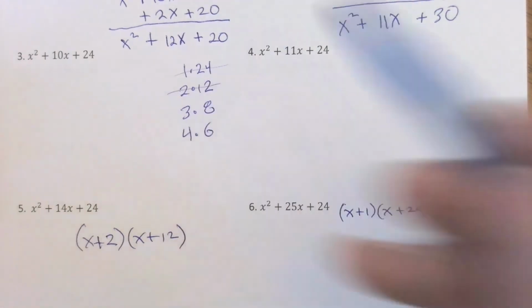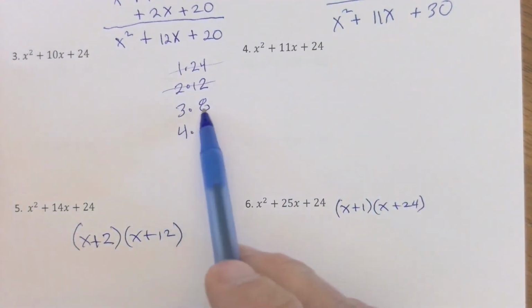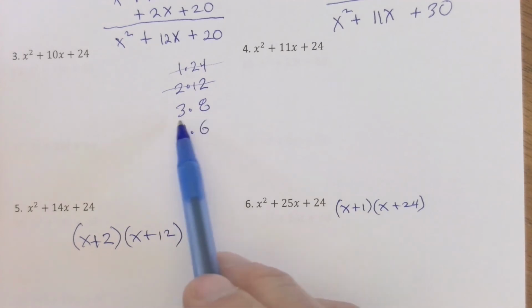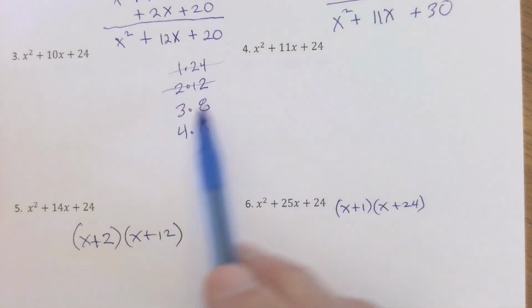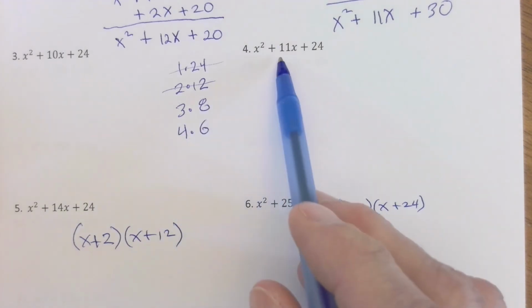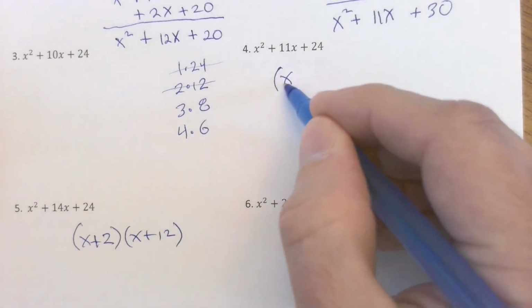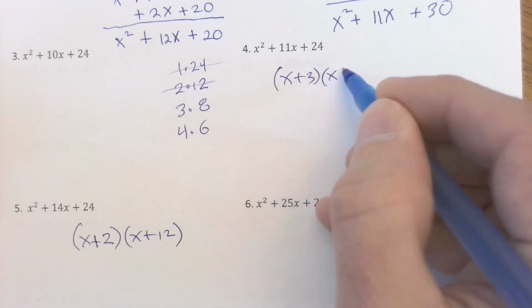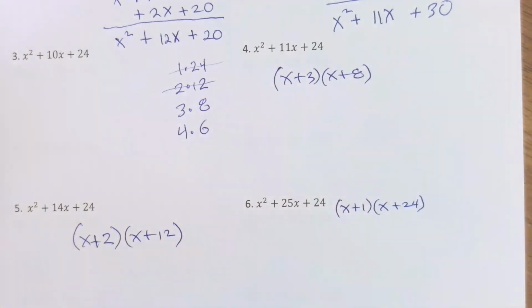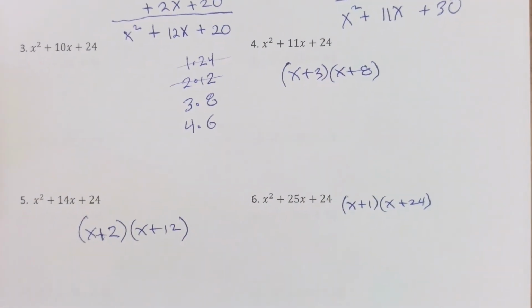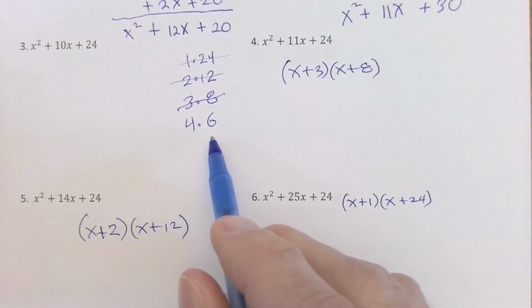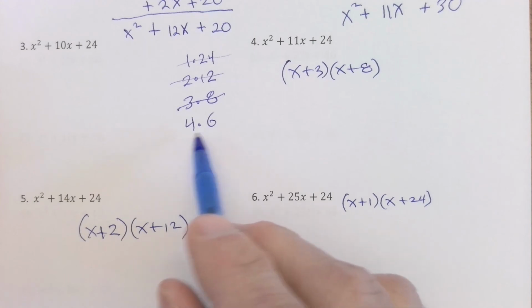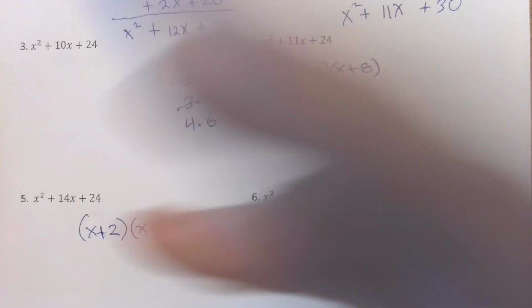I've used those two. 3 times 8 is 24. What is 3 plus 8? 3 plus 8 is 11. We're going to use these to build the binomial factors of this. X plus 3, x plus 8. And finally, well, 4 times 6 is 24. 4 plus 6, 4 added to 6 is 10, and that works there.